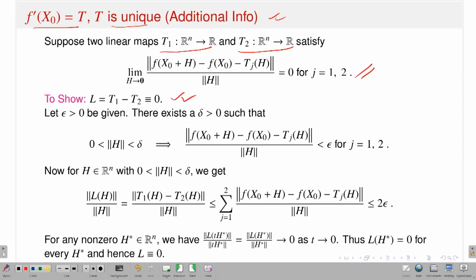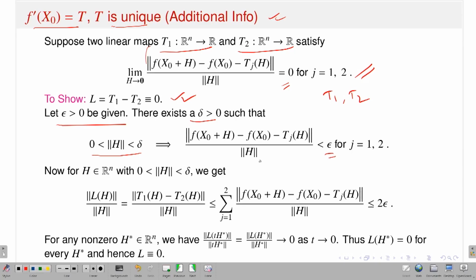So you take the linear transformation T1 minus T2, which is again a linear transformation L, because the sum of two linear transformations is again a linear transformation. I have to show that L is 0. What I am doing is, okay, start with any positive epsilon. Since this limit is 0 for both T1 and T2, that is given, just use the epsilon-delta definition. So given epsilon, I will have a positive delta such that if norm h lies between strictly positive and less than delta, this quantity will be less than epsilon. That is the definition of the limit going to 0.